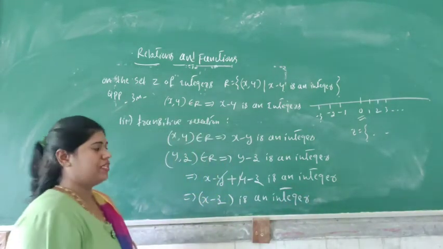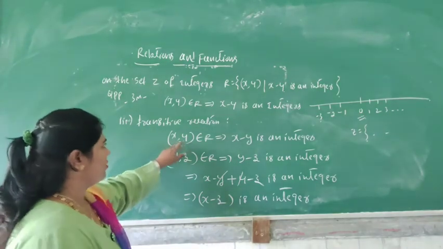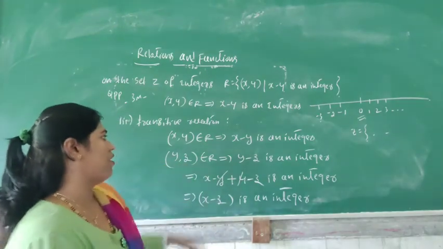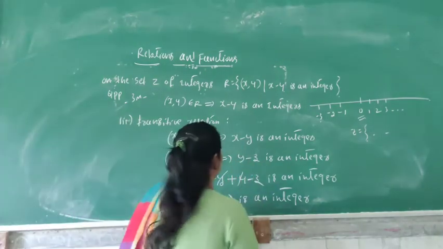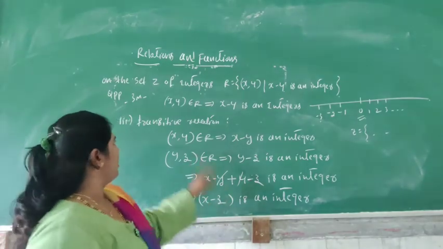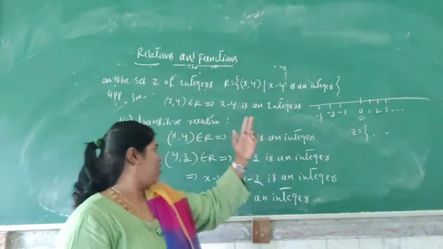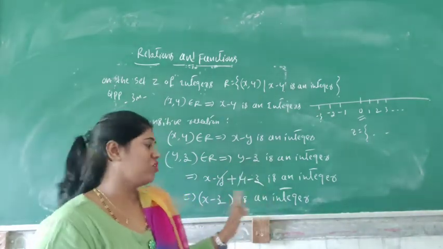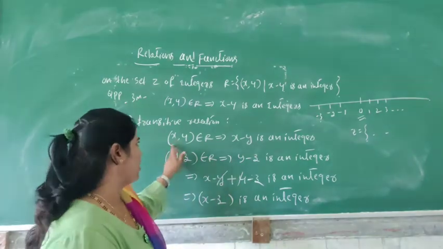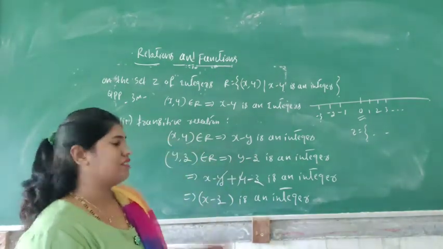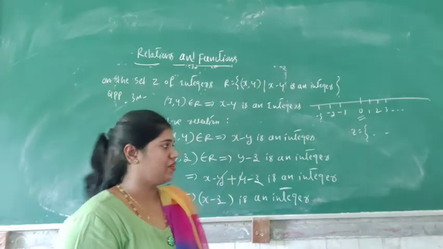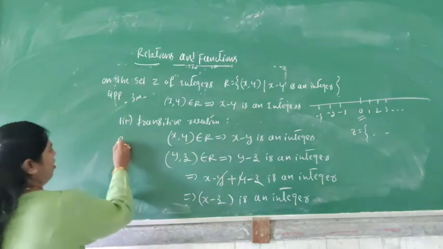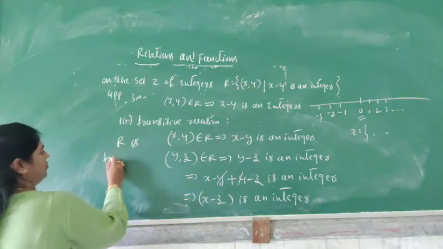What do we have to write? If (x, y) belongs to R, it means x minus y is an integer. If (y, z) belongs to R, it means y minus z is an integer. So x minus z is an integer. If (x, y) belongs to R and (y, z) belongs to R, it implies (x, z) also belongs to R. It is satisfying. Therefore, R is transitive.